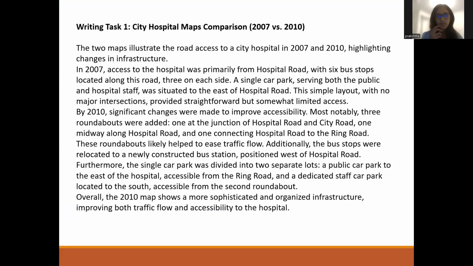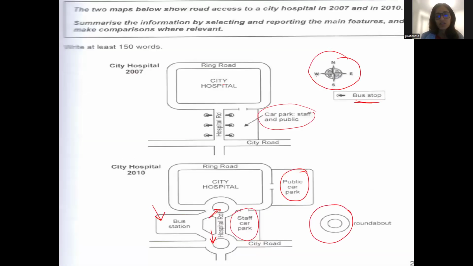Now let's see. These two maps illustrate the road access to a hospital, City Hospital, in 2007 and 2010, highlighting changes in infrastructure. So there have been changes in infrastructure. In 2007, access to the hospital was primarily from Hospital Road, with 6 bus stops located along this road, 3 on each side. Okay, so that is a bus stop. It's a stop.